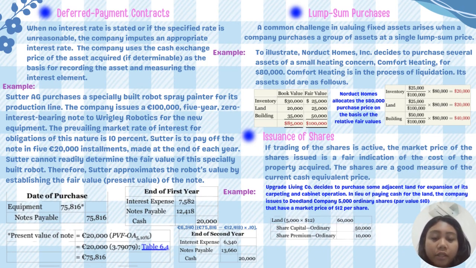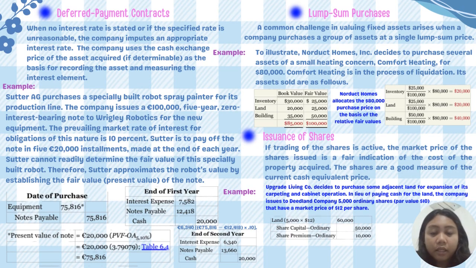Upgrade Living Co. decides to purchase some adjacent land for expansion of its carpeting and cabinet operation. In lieu of paying cash for the land, the company issues to the land company 5,000 ordinary shares, par value $10, that have a market price of $12 per share. And then this is the journal record.